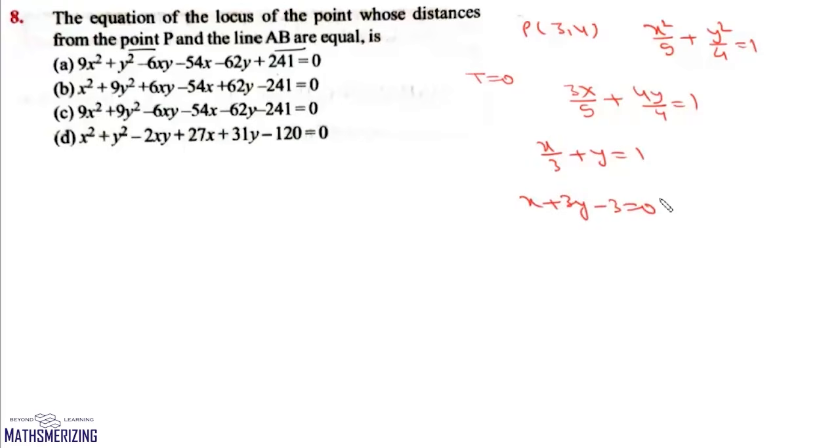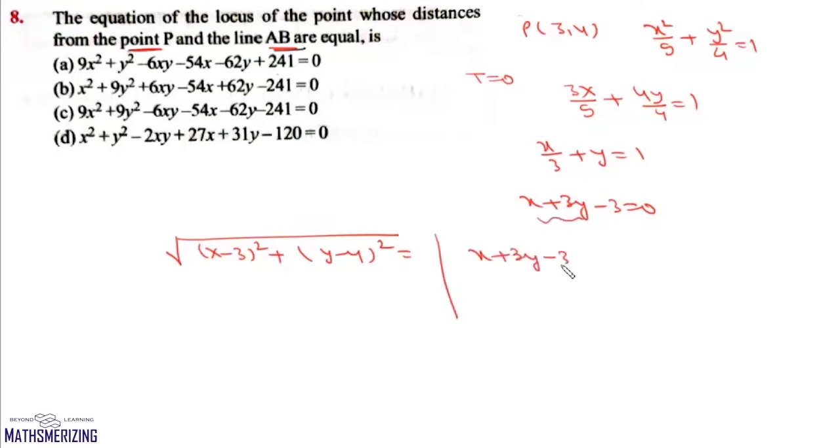Now we need to find the locus of this point whose distance from this point P and line AB are equal. So we know that if the distance from a fixed line and a fixed point are equal, in that case we'll get a parabola. So the distance from this point P will simply be the square root of (x minus 3) square plus (y minus 4) square, and the distance from this line is nothing but (x plus 3y minus 3) upon root 10. Now we'll square both sides.